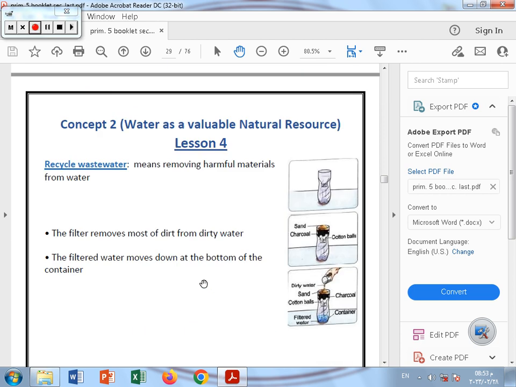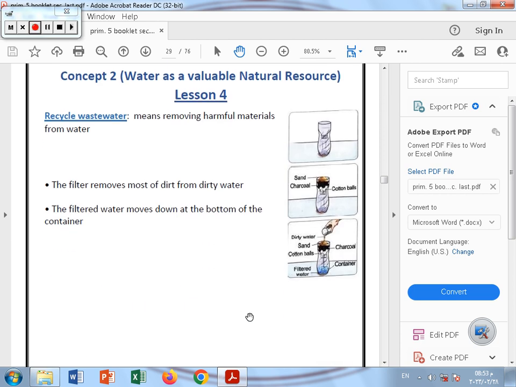Let's move to the next lesson, lesson 4. In this lesson we are going to recycle the wastewater by making a homemade filter or something like a filter. Recycling the wastewater means removing all the harmful materials from water. So to filter the water, we have to remove all dirt from the dirty water.